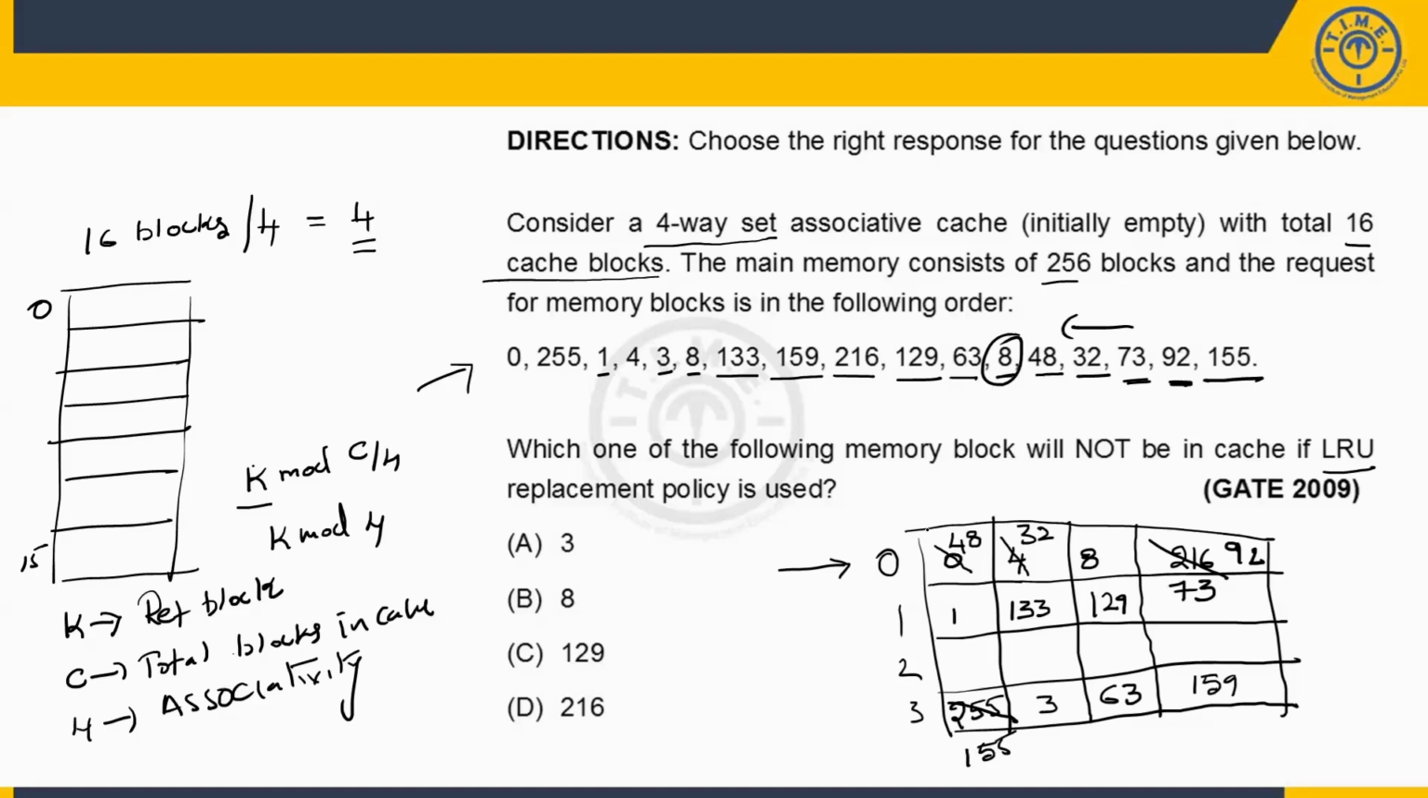Okay. So what is the question? The question is, which one of the following memory blocks will not be in the cache memory if the LRU replacement policy is used? If the LRU replacement policy is used, out of 3, 3 is available. Yes, 3 is available. 8 is available. Yes, 8 is available. 129 also is available. And 216 is not available. Option D is the correct option since 216 has been replaced by 92. Right?